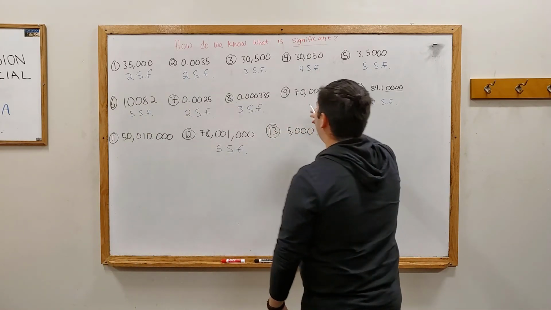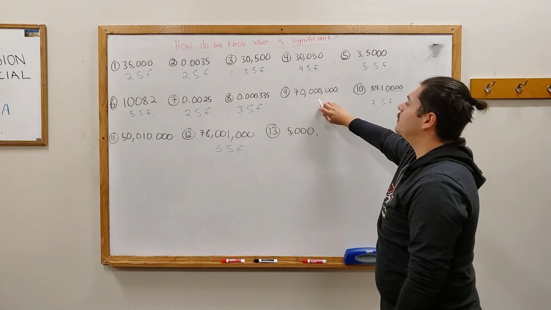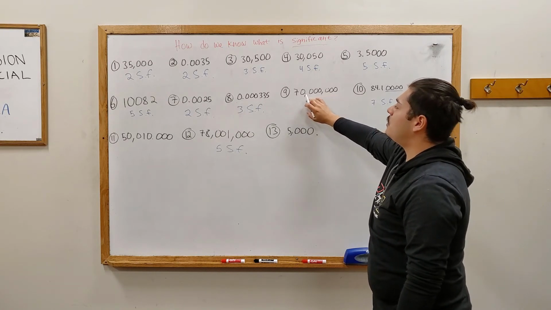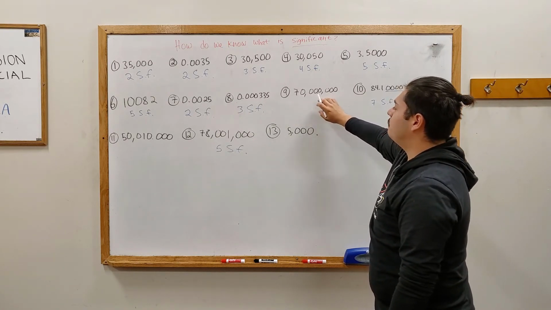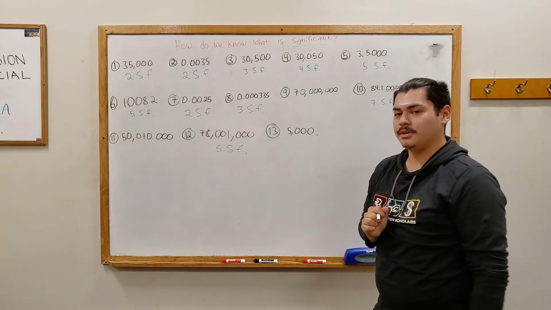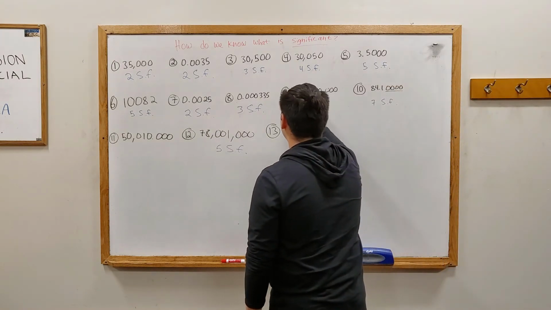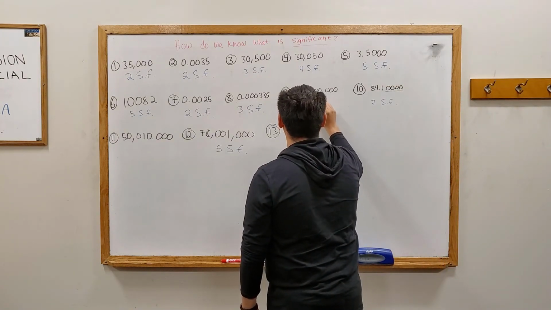So we have here 70 million. We see all these zeros, but there is not a single decimal point. So this one, we can only say has 1 significant figure.